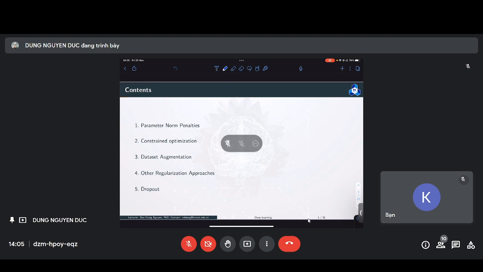And we are going to talk about data augmentation and why it matters to our training process. And maybe there are some other regularization approaches that you may consider, but not necessarily the baseline you are going to follow. And finally, we are going to talk about one of the most famous techniques in regularization. It's called dropout. Okay, hopefully you can get the idea from that.